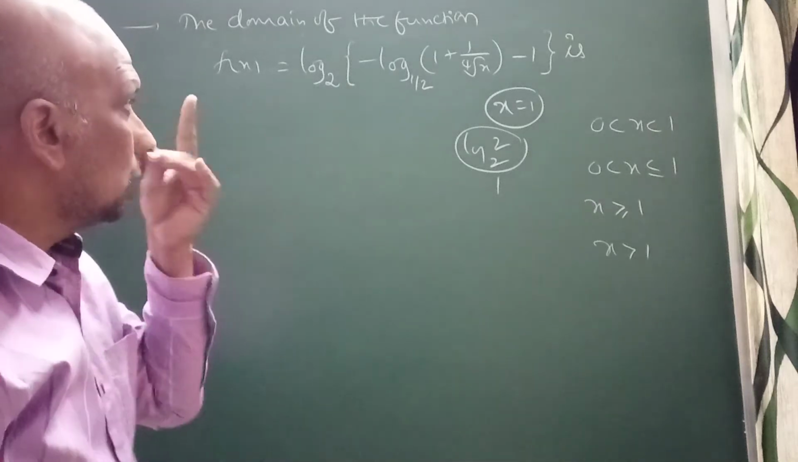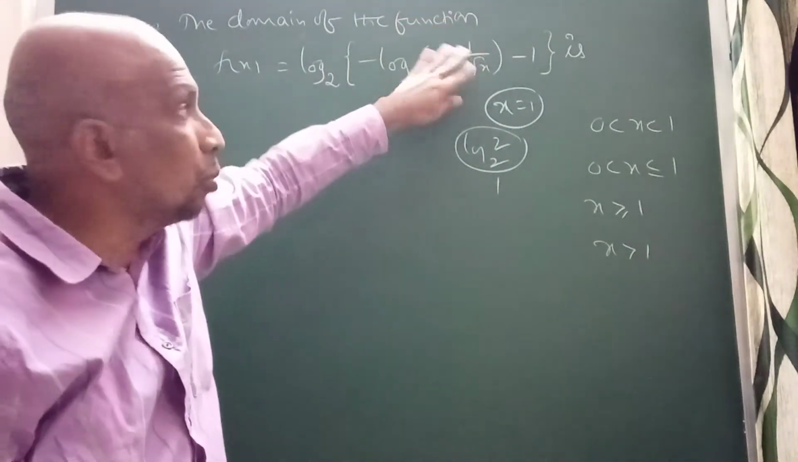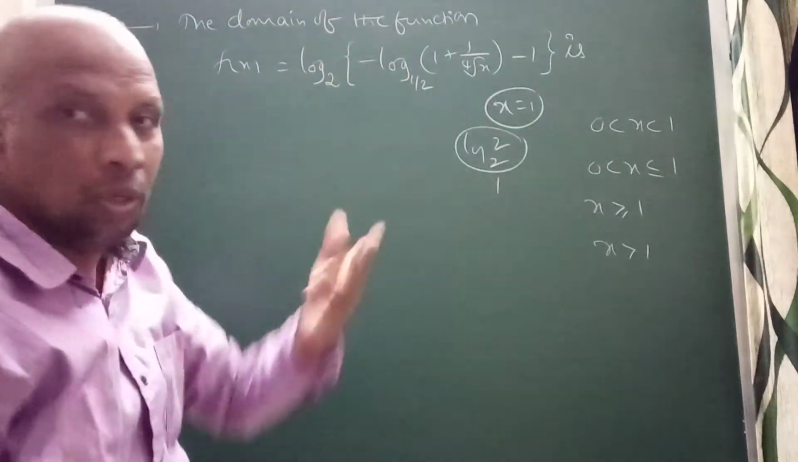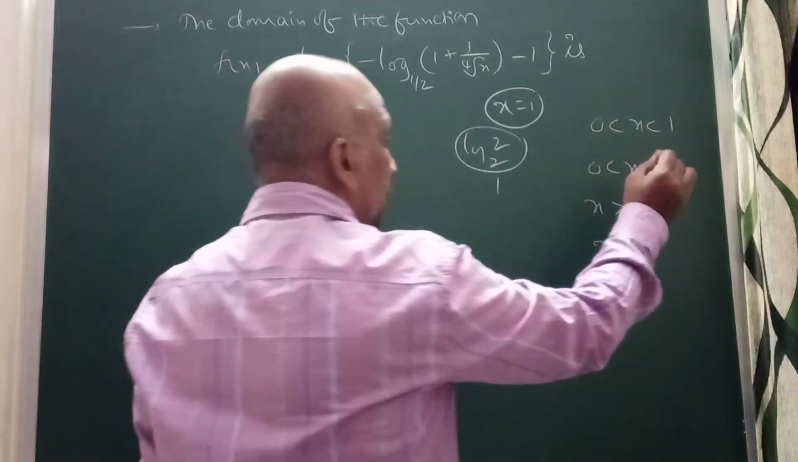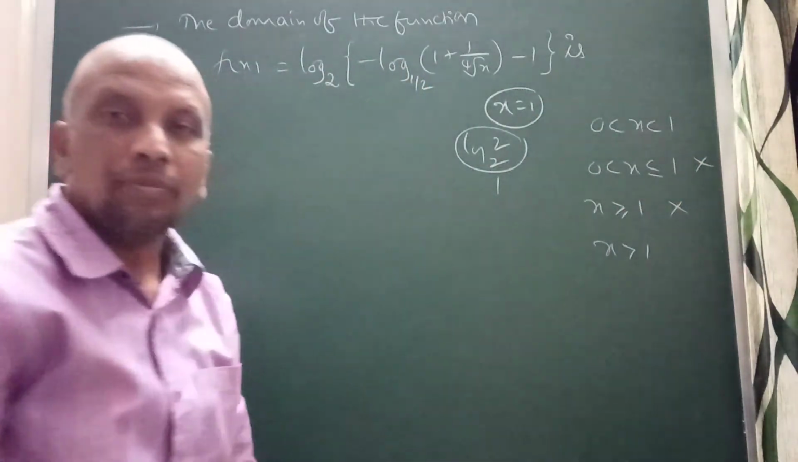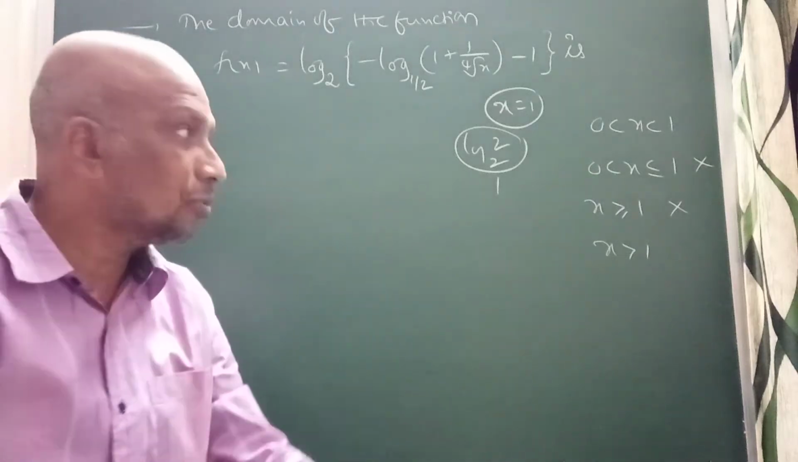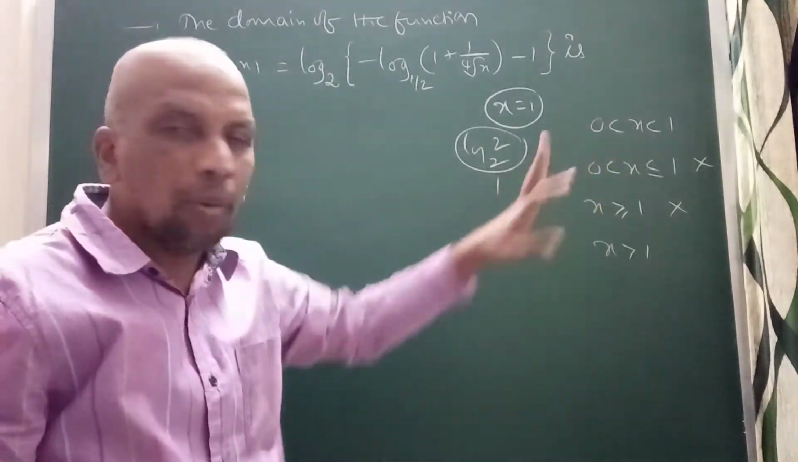Correct? This will become log 2 base 1, with x equal to 1. So the base becomes 1 minus 1, which is 0, and log 0 doesn't exist, it isn't defined. That means definitely x should not include 1. I can eliminate these two options. That is one of the ideas. 50 by 50, right? We have cancelled two options.